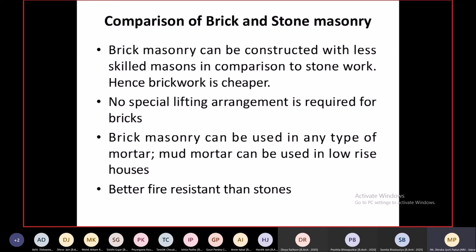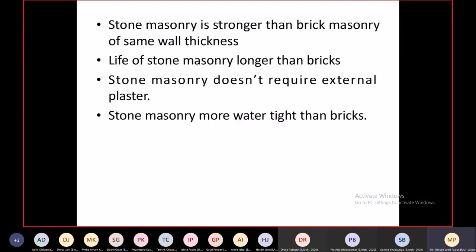Then, brick masonry can be used with any type of mortar. Mud mortar can be used in low-rise houses. So in case of brick masonry, we can use any type of mortar. Maybe we can have a little alteration to produce the mortar, but in case of stone masonry, we have to stick to one standard. Then, bricks are better fire resistant than stones. So the bricks are capable of resisting fire better than the stones.